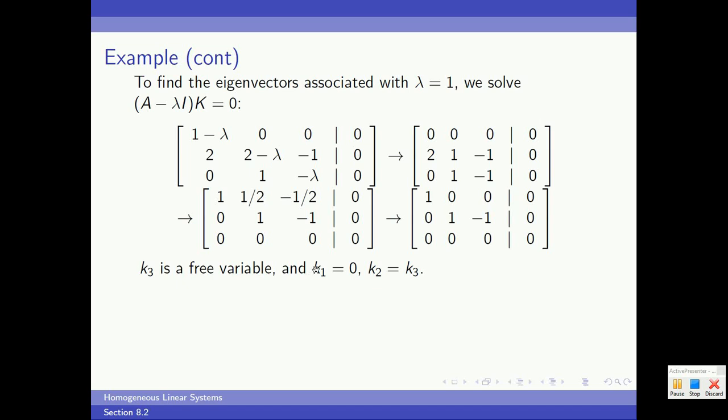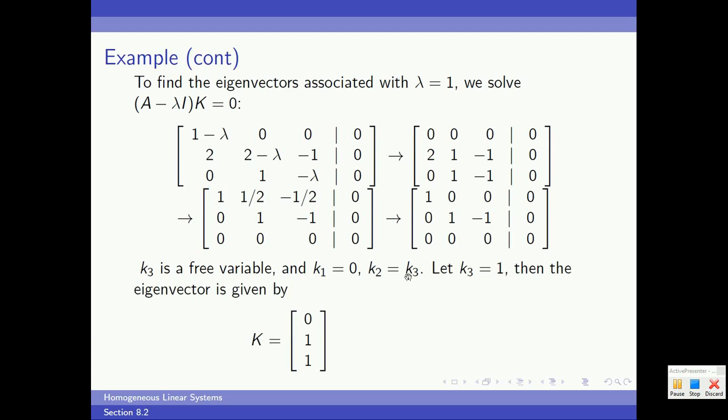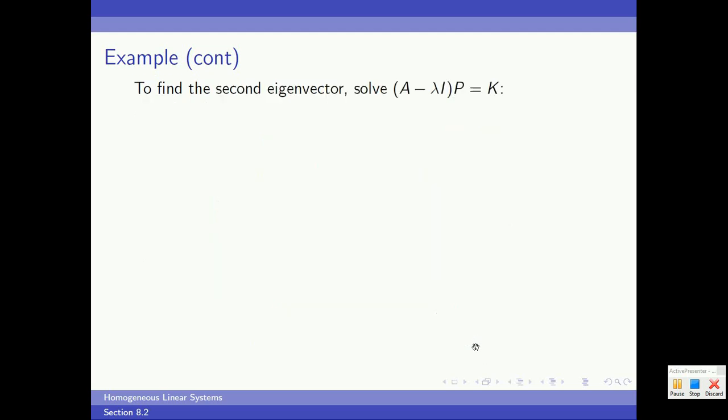So what I get here is my K1 is equal to 0 and my K2 is equal to K3. So letting K3 equal 1, I get 1 eigenvector. And then the solution associated with that is my eigenvector times e to the lambda t. Lambda was 1, so this is just e to the t.